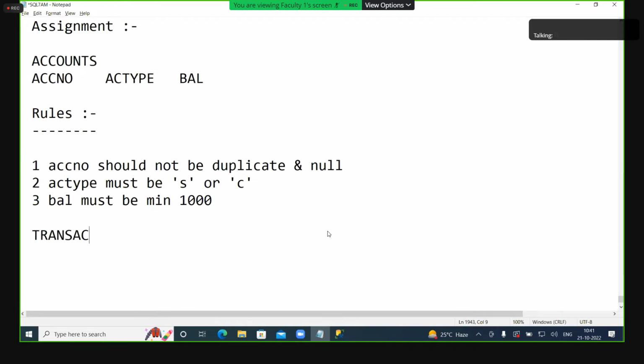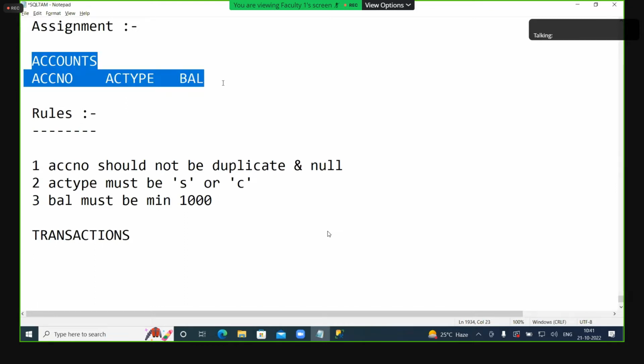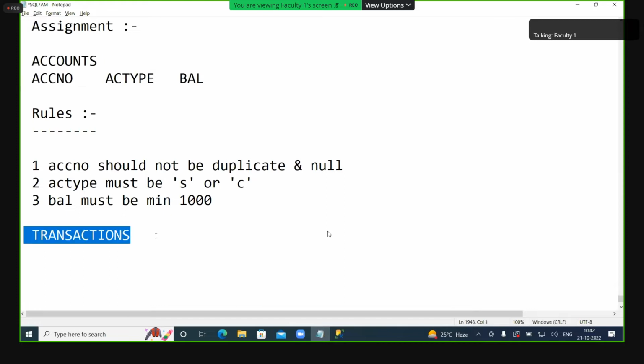What's next? One more table is there, the transactions table. In this table, what do you want to store? I don't want to store account details. In this table, I want to store transactions, day to day. You do money withdrawal, money deposits. So every transaction should be recorded in this table. When a customer does a transaction, that should be recorded in this table.